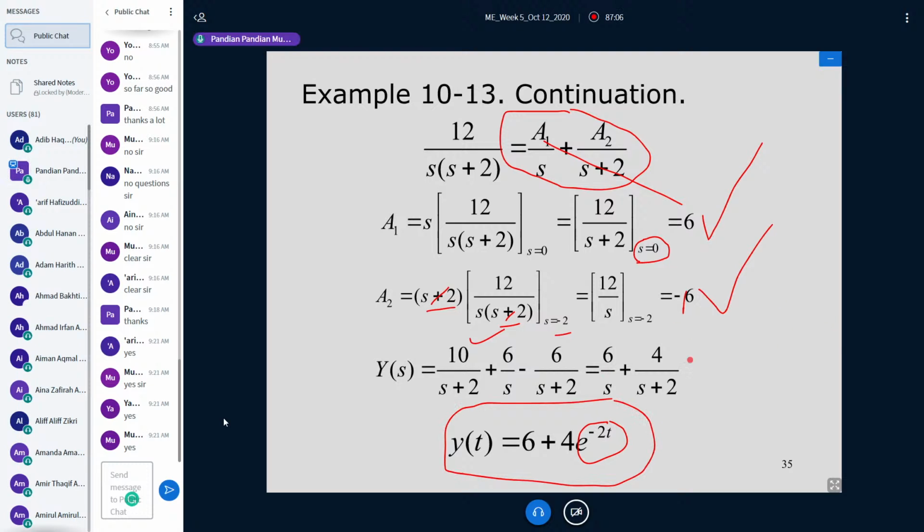Can you get this, class? This is another way of doing a shortcut method. No need to use the long process to find A1, A2, factorize and then find the denominator, equate the coefficients of the left-hand side and right-hand side. All of that you no need. Can you get it, this class?